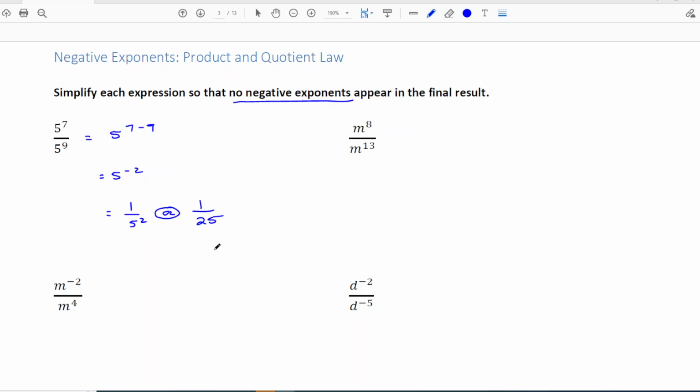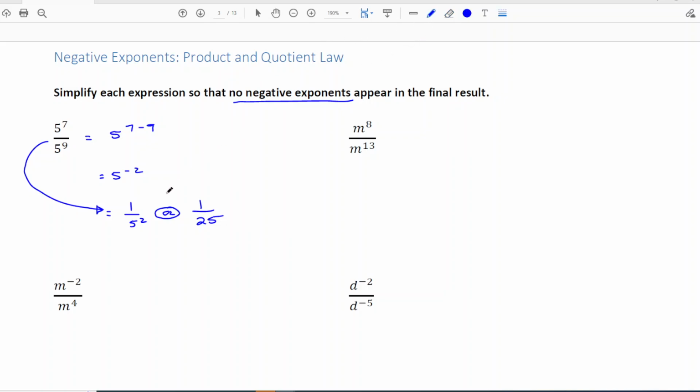And I will say as well that when I'm doing these questions, I don't do the quotient rule as it states. I don't go 7 minus 9. Instead, I use the quotient rule to go 9 minus 7. And if I do 9 minus 7, my answer goes on the bottom. If I do 7 minus 9, my answer goes on the top. So I could have jumped right from there to there, skipping the negative exponent part. If you recognize that, feel free to do it if you want to.